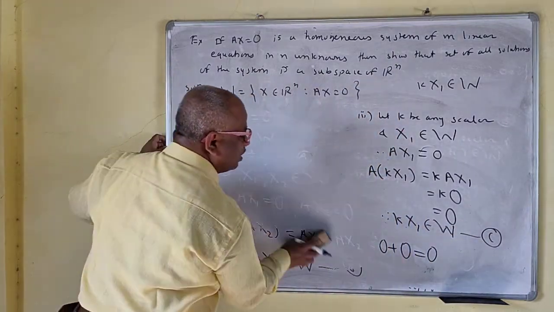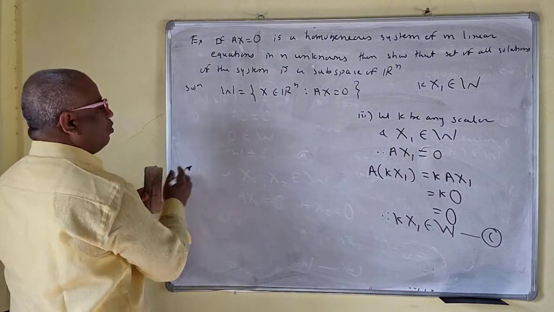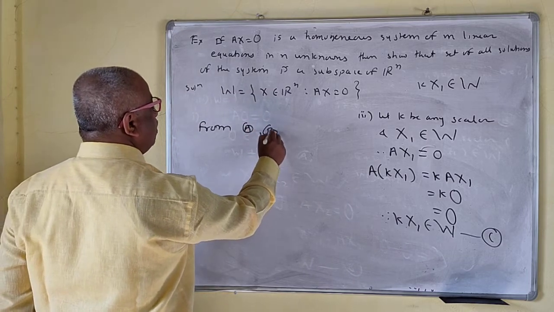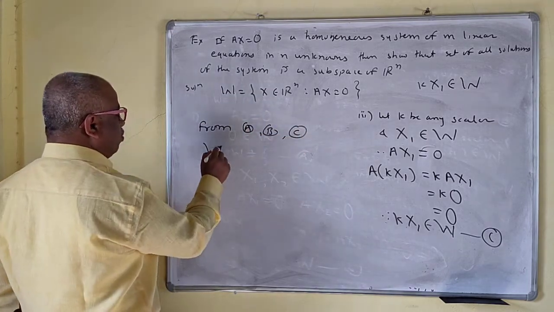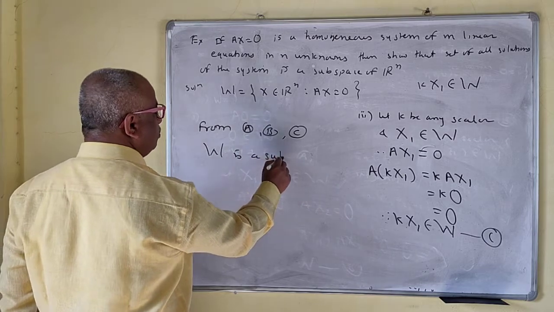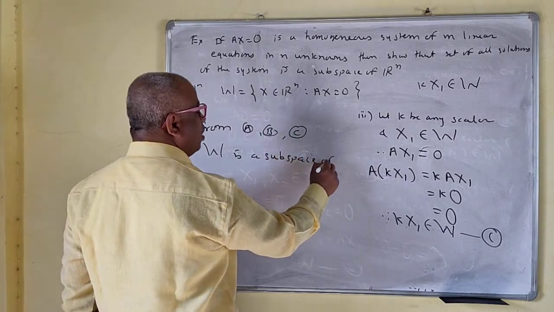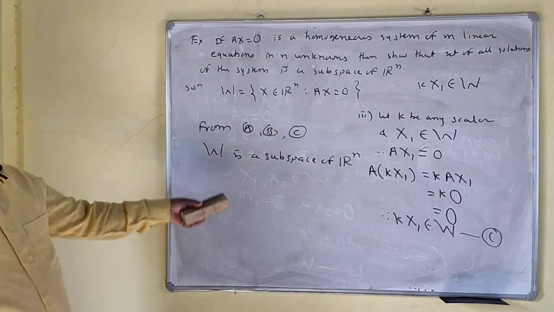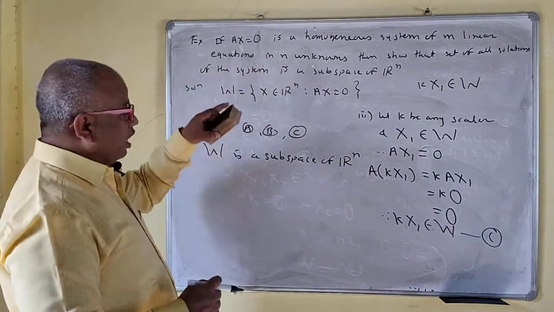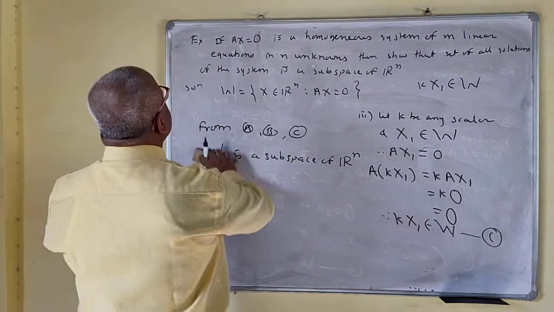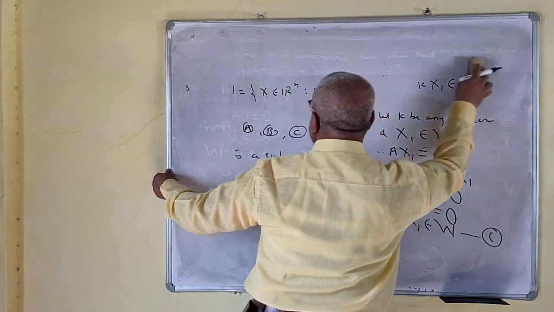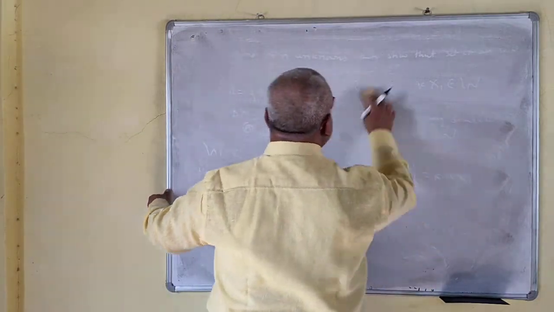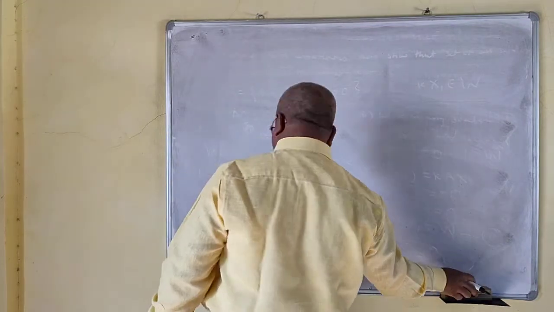So from A, B, C, this is the final answer: W is a subspace of Rn. Because this is a column vector, it contains n unknown, x1, x2, up to xn. So this is very easy, how to show that it is a subspace of the vector space.